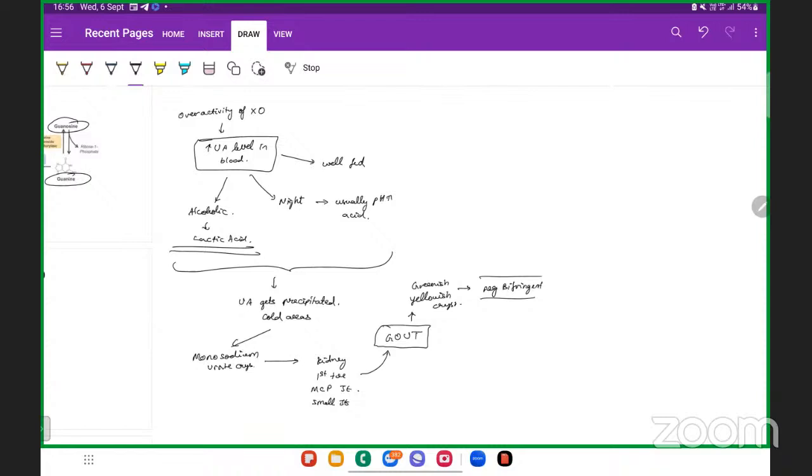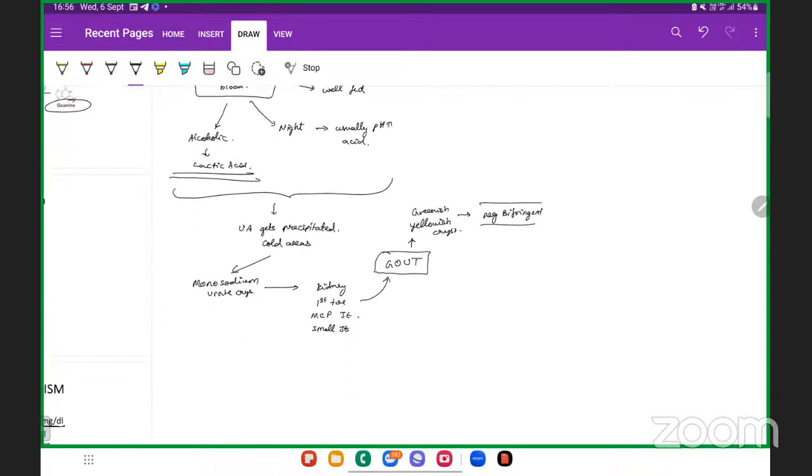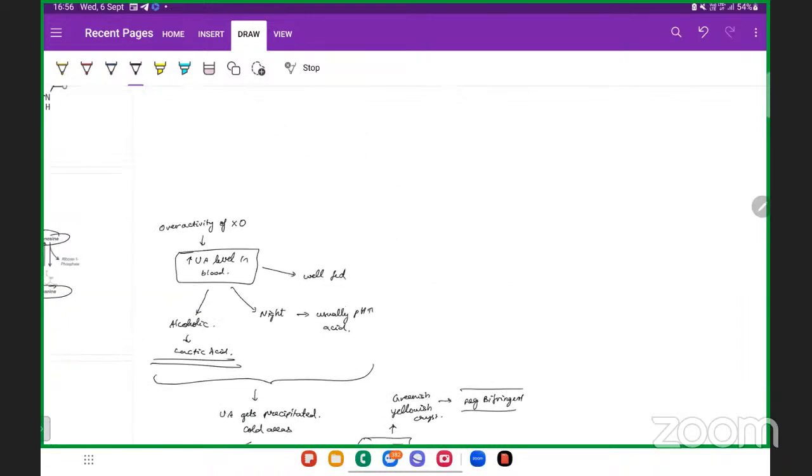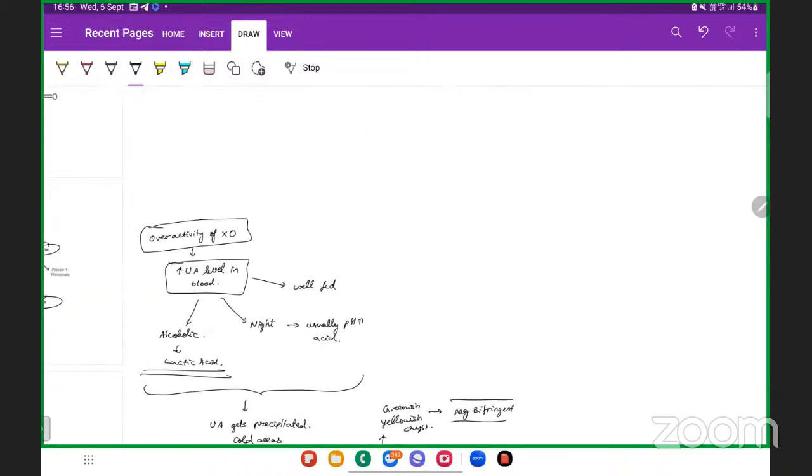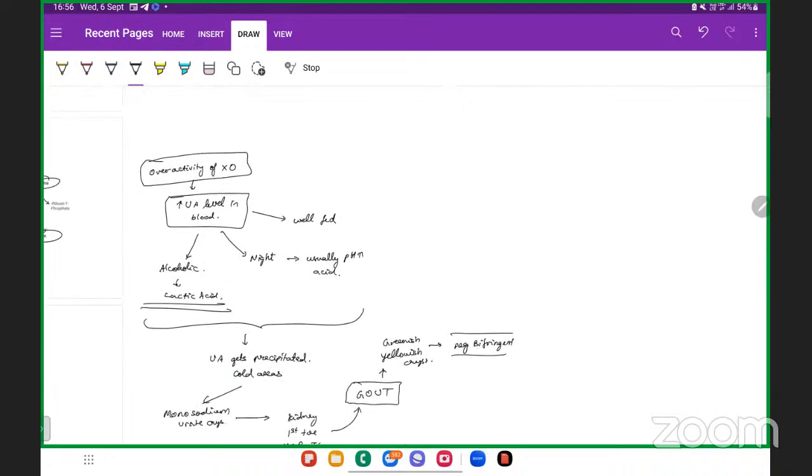Okay, no problem. The answer is going to be a xanthine oxidase inhibitor. Basically you will be inhibiting your xanthine oxidase. Overactivity of xanthine oxidase is the one that causes gout, isn't it? So I'm going to inhibit the xanthine oxidase enzyme. When I inhibit it, there will be less uric acid formation, so less uric acid synthesis.